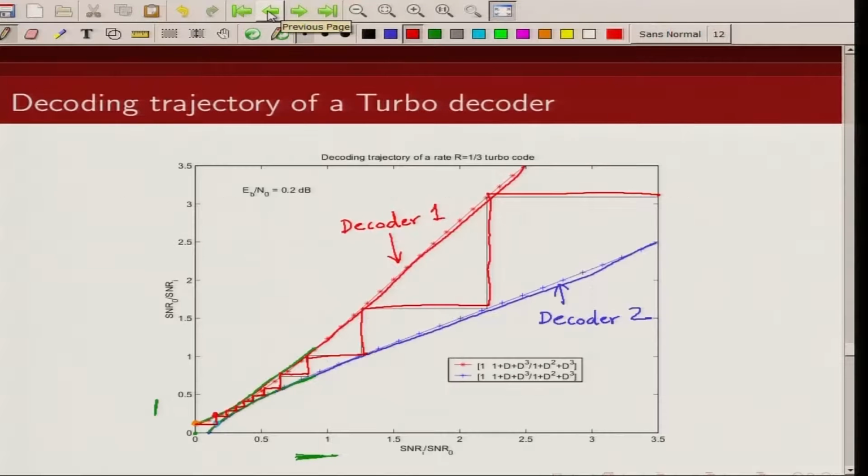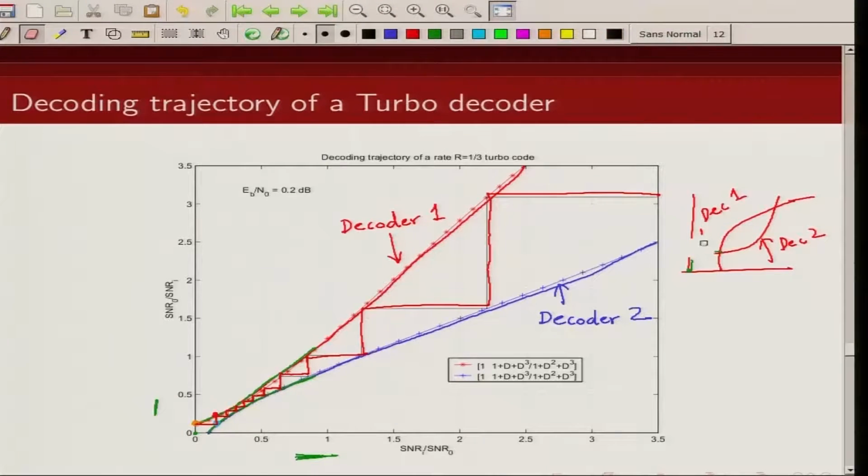Now, what would have happened if these curves had crossed? Let us look at a scenario. Let us say I had some curves which are like this. Let us say this is my decoder 1 and this is my decoder 2. Then I would have initially started with 0, I would have got this, then I got this.